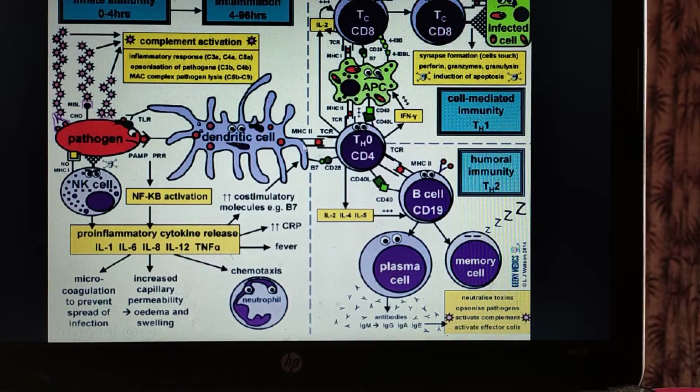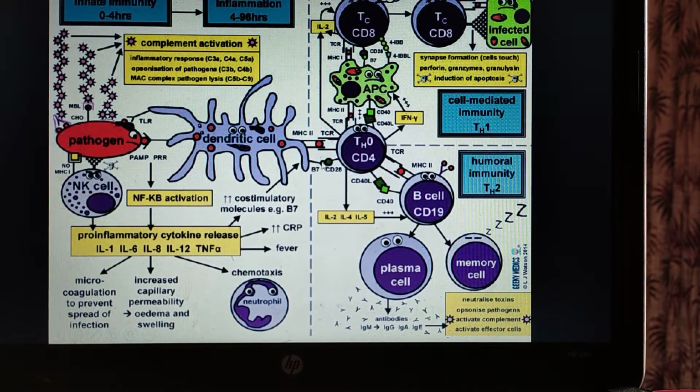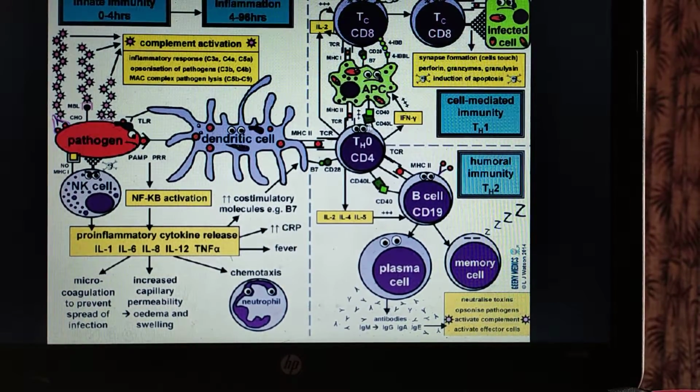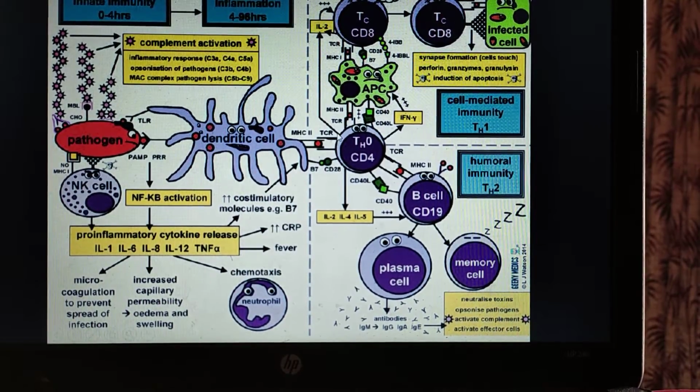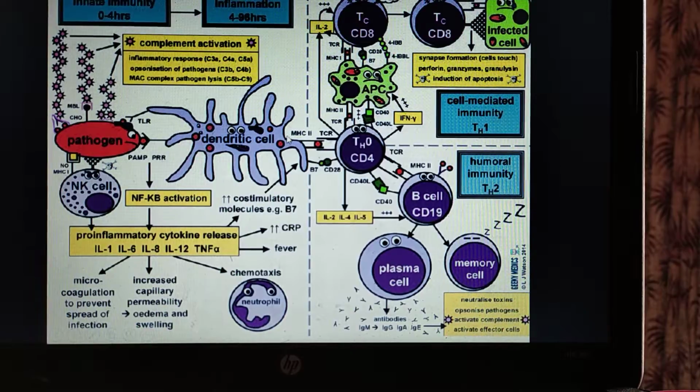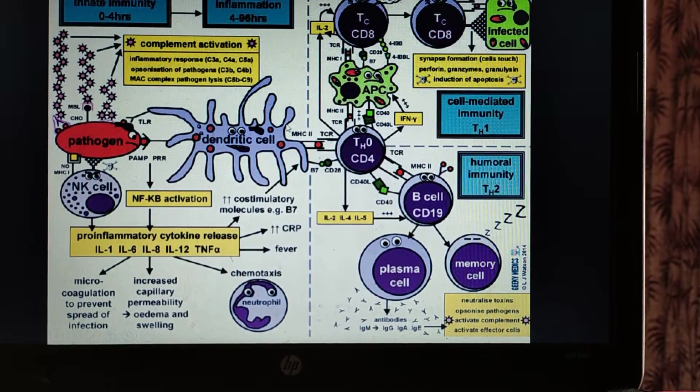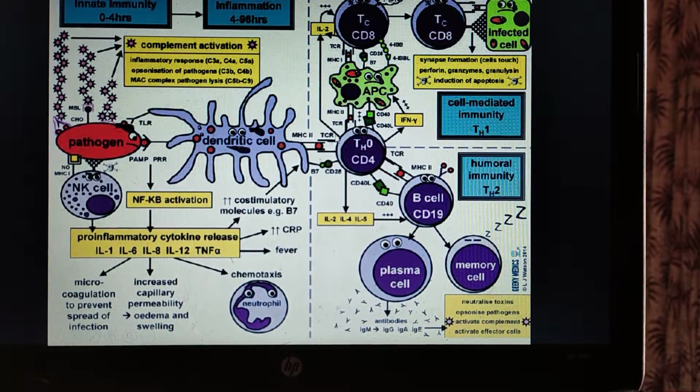These pathogens on the surface of antigen presenting cells are then recognized by the T helper cell. These T helper cells are present in an inactive state. When they see the pathogen along with the MHC2 complex on the surface of antigen presenting cells, these T helper cells get activated.